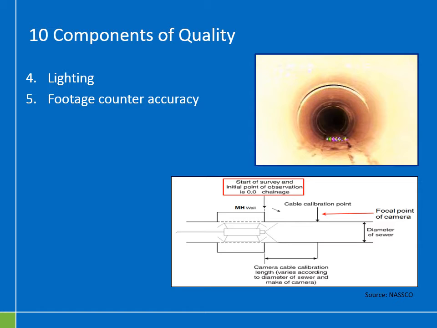You want to make sure that the digital footage counter on a CCTV camera is accurate. What we're seeing here in the lower right-hand corner is a guidance figure from NASCO about how you should calibrate the footage counter. In essence, you want to make sure that the footage counter is set at 0 feet as the camera enters the culvert. Having that calibrated properly allows you to understand exactly where the damage is in the culvert relative to what's going on above the culvert, so maybe at the road surface above.